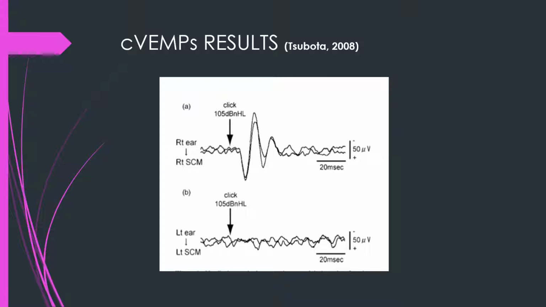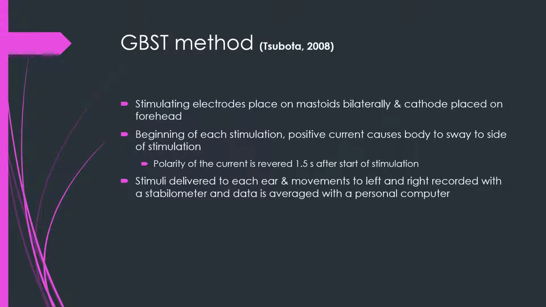So VEMP recording was here. This was a cVEMP, so indicative of saccular dysfunction on the left side. And then another test that I wasn't very familiar with is called the GBST.